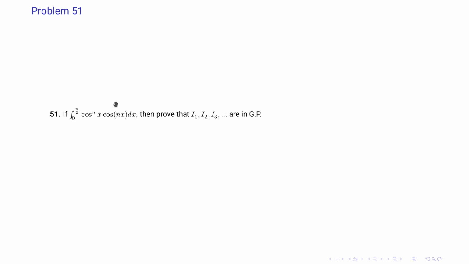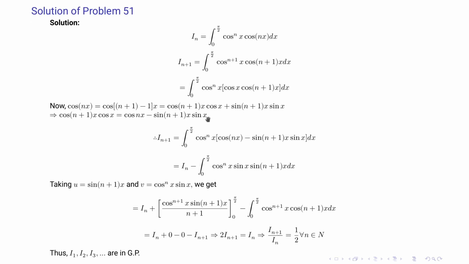So let's get started. Problem number 51 says that if In is the integration of cos to the power n x cos nx dx with limits 0 to pi by 2, then prove that I1, I2, I3 are in GP. When you want to prove things are in GP, you prove the ratio of two terms to be constant. If you can prove that the ratio of two terms is a constant, then the series would be in GP.